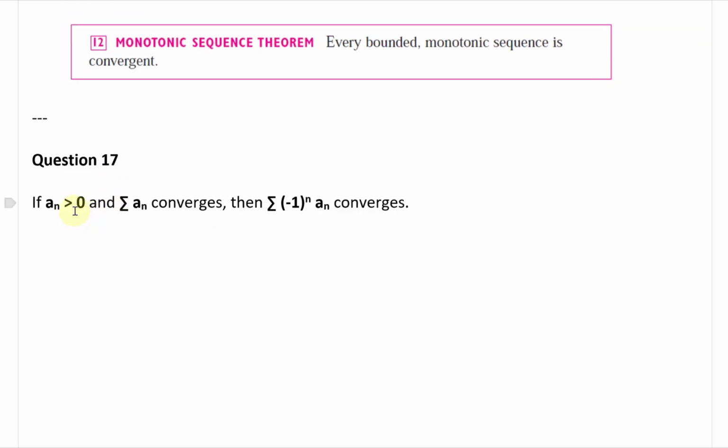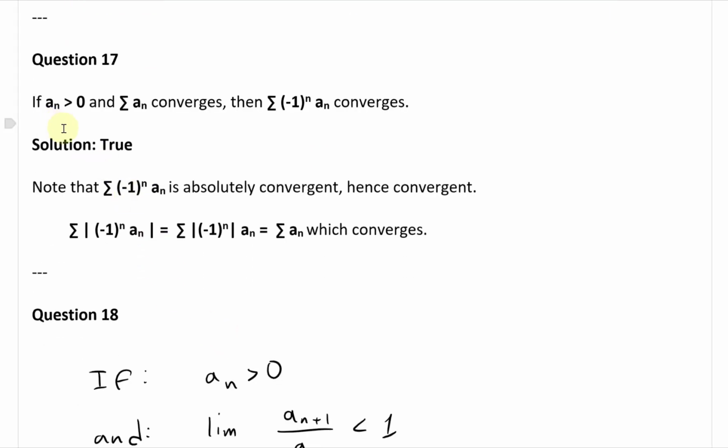This one states, if a_n is greater than 0 and the series, the summation of a_n, converges, then this alternating series, the summation of negative 1 to the power of n times a_n, converges. All right, let's take a look at this solution here. This is, in fact, true, and you can just see this here. This is an alternating series, but if you just take the absolute value of it, it just becomes a_n, and you know a_n converges, so this means this would be absolutely convergent, hence this is convergent. So basically this is stating that if this is convergent, this is also going to be convergent because this is absolutely convergent, so that is actually the case.